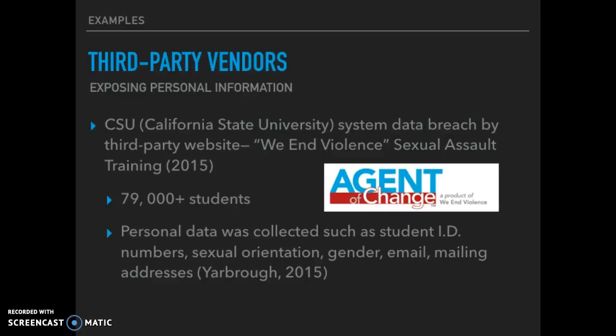Another example of data breaching occurred just this last year. Do you recall when the CSU system was caught up in a data breach scandal? This happened via a third-party website. Students were required to complete this mandatory agent of change training online, and in order to do so, they needed to enter in personal identifiable login information. What happened was personal data was exposed for over 79,000 students. The implication of this issue was the onslaught of outrage and distrust in the CSU login system, but most of all in the mandatory training itself.